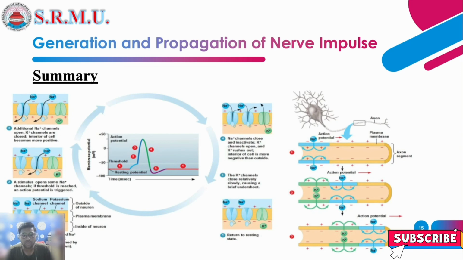Now the sodium channel closes and inactivates. Now potassium channels open and potassium rushes out. The interior of the cell is more negative than outside. Now the potassium channel closes relatively slowly, causing a brief undershoot or hyperpolarization. Then there will be a refractory period. Then it will return to the resting stage and be eligible for a new impulse.